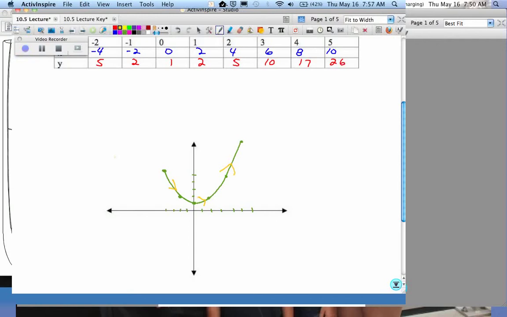Whenever you graph parametric, and you probably want to write this right next to this one, whenever you are asked to graph parametric, you must indicate the direction that the graph moves.